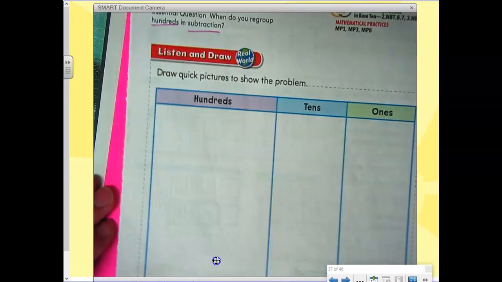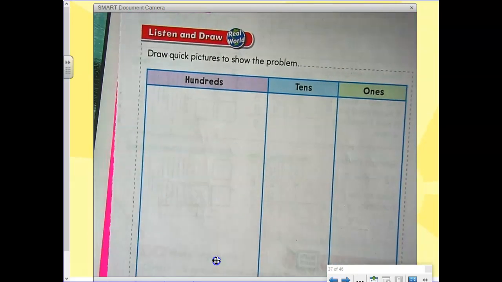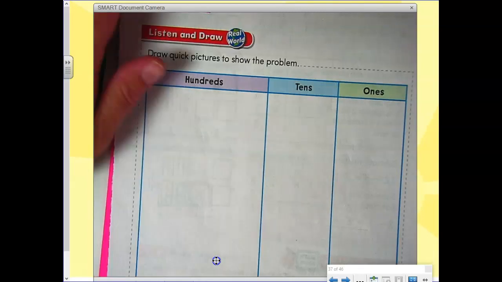All right, let's start out with a problem. I'm going to pose a problem and we're going to draw a picture to show it. All right, listen carefully. The reading club has 349 books. 173 of the books are about animals. How many books are not about animals? Listen again. The reading club has 349 books.